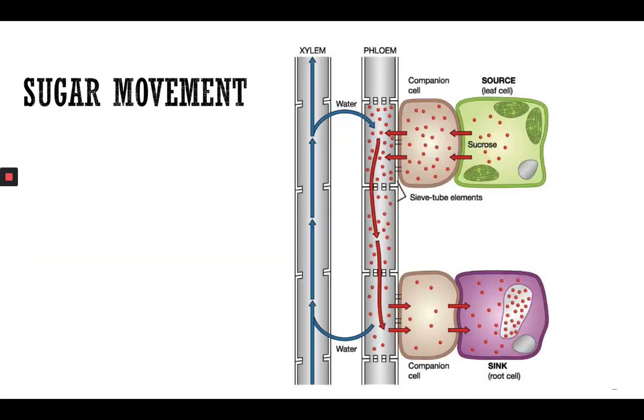Sugar movement happens through the phloem vessels. As you know, there are two-way phloem vessels, and they take the sucrose, the sugar, from the leaves, which is obtained by the photosynthesis process, and distribute it to the different parts of the plant.